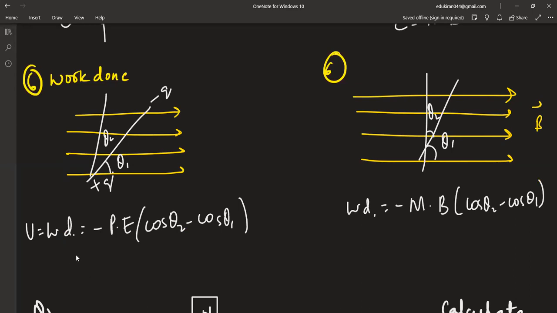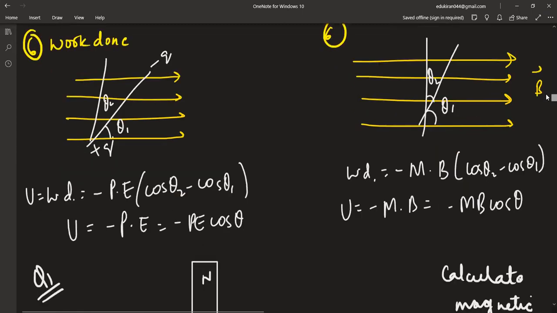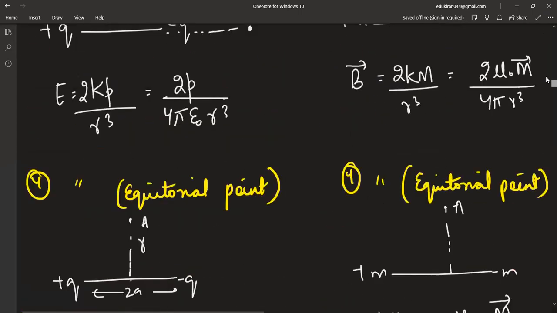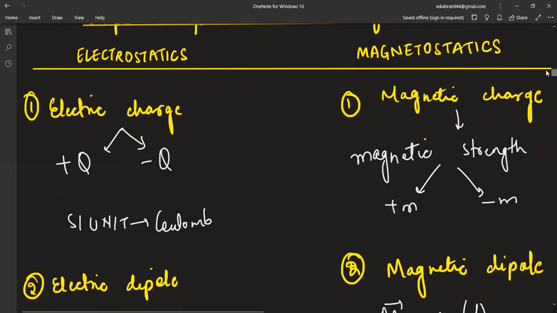If you just have the potential energy, we used to write minus P dot E, which was equal to minus PE cos theta. Here also you will write minus M dot B, which is equal to minus MB cos theta. Like this. So this was a revision of all the formulas which we did in electrostatics and their analogs in magnetostatics. Questions, I'll discuss later. First, you make it in the form of a table so you remember this. Write it down.